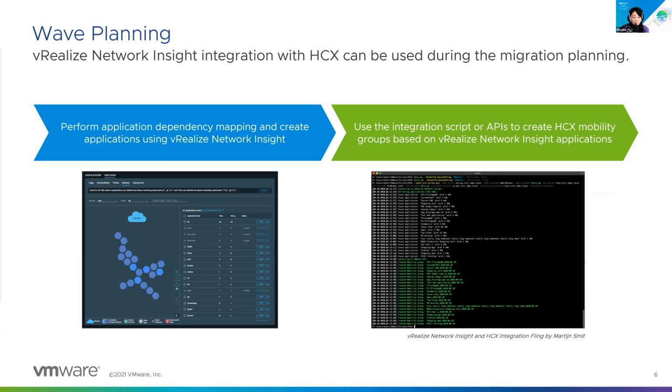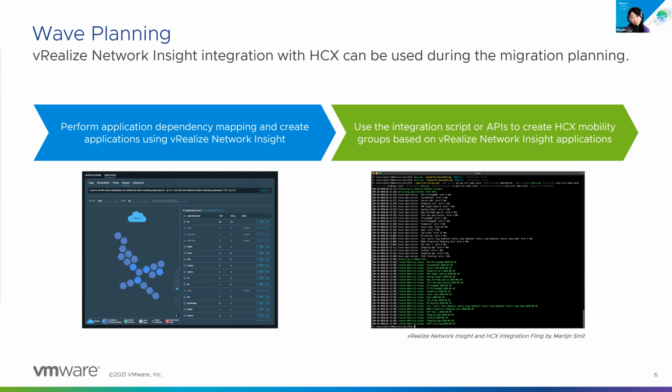And it helps you map these applications depending on how the workloads are communicating with one another. So you can perform application dependency mapping with VRNI, and then it would suggest which workloads belong to which applications, or suggest some groupings for your workloads. And from there, you would obviously validate the findings and then create the applications within VRNI.